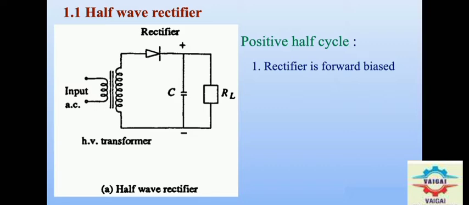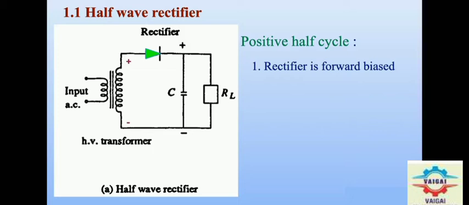During the positive half cycle, the rectifier, that is the diode, is forward biased. See the diagram. During the forward bias, the diode D is forward biased and the current is flowing via the green color symbol.